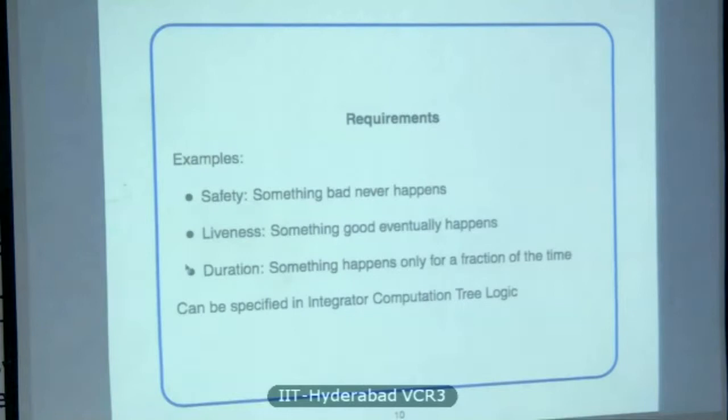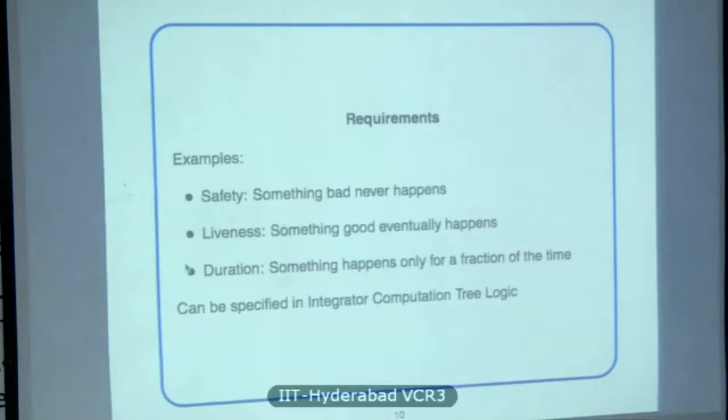Okay, now once you have the model of a hybrid system or a cyber-physical system, when you talk about a hybrid automaton, it's a formal mathematical specification of the hybrid system at hand. Okay? It's a formal and mathematical specification of how the system is going to work. Since that is formal, you also have to look for a way of formally specifying requirements. So typically, temporal logics are used in order to specify the requirements that are expected of a hybrid system. So example requirements would be safety, something bad never happens, liveness, something good eventually happens, right? And duration, something happens only for a fraction of time. So these are typical expectations out of the system.